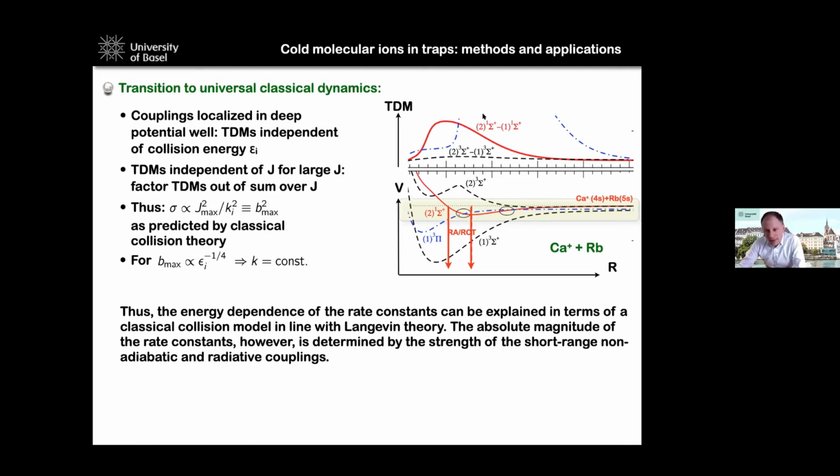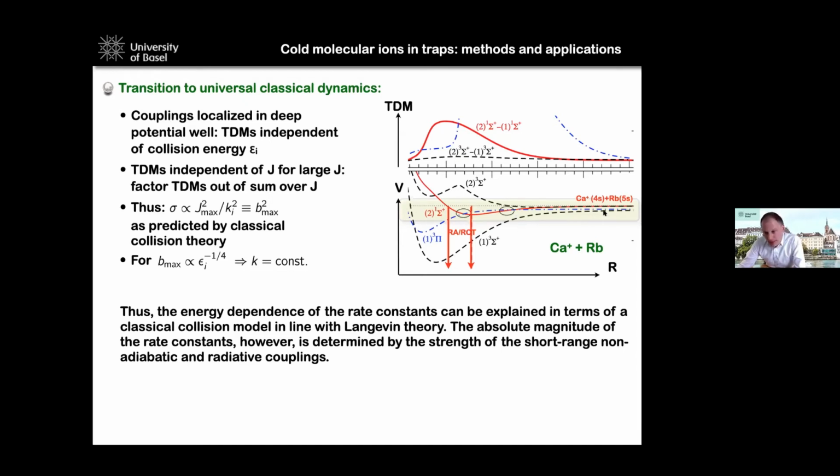What I show you here in the upper part of this plot is the value of these transition dipole moments for radiative transitions in calcium rubidium that we have discussed before. Let's focus on this red thick curve. That is the transition dipole moment for a transition from our entrance channel, calcium plus in the ground state plus rubidium in the ground state, colliding with one another, and then radiating down to the absolute ground state of the system, which is rubidium plus calcium. You see these transition dipole moments only become appreciably large at short internuclear distances.